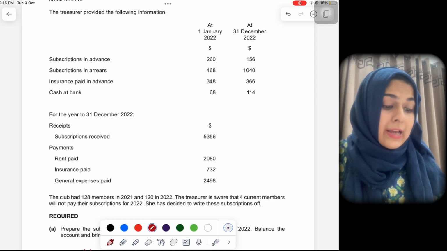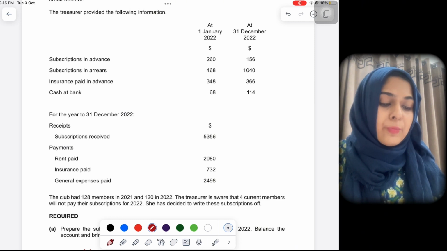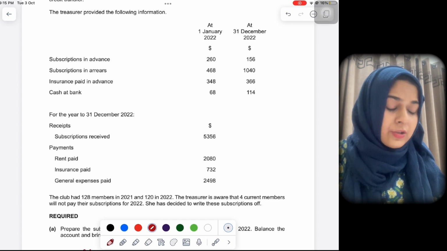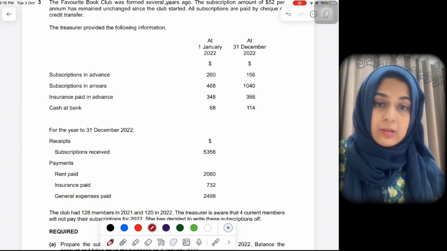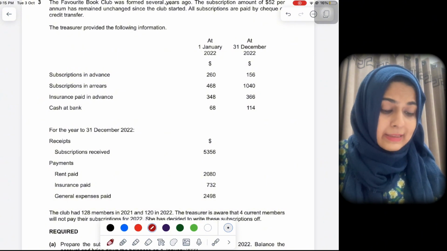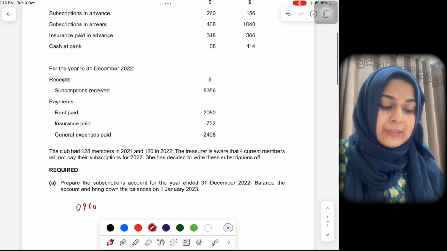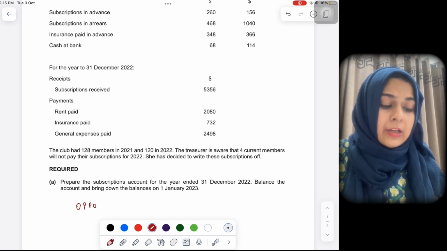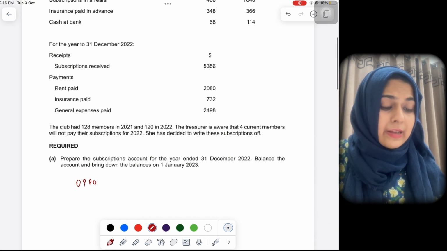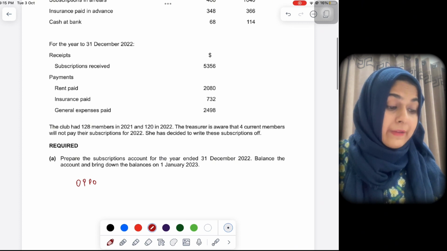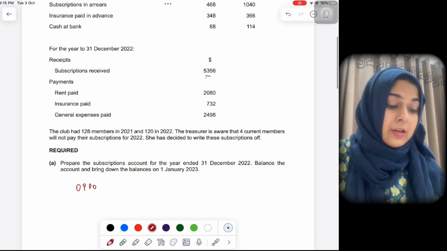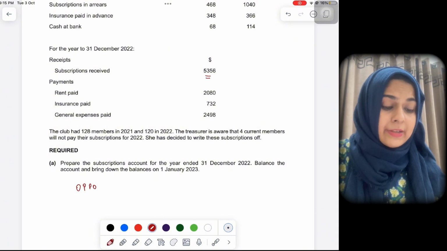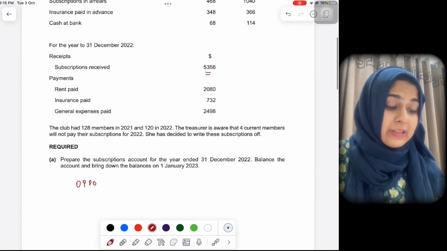and insurance, they've given you insurance paid in advance at start, insurance paid in advance at end. They've given you basically opening and closing balances. They've given you opening bank balance and closing bank balance, and then some receipts and payments of the year. The first thing here is they have received subscriptions 56. This is the amount that they have received in their bank, and the payments that they have made here are rent, insurance, and general expenses.